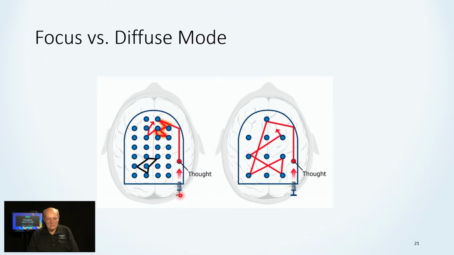With the pinball machine, you launch the pinball and it goes up here and bounces all over the place. But notice that it's confined to a fairly small part of the brain. You're all wrapped up in trying to solve this problem. So that's the focus mode. The diffuse mode is when you back away from that and let your brain idle. You're not even thinking about the problem, but your brain still is.